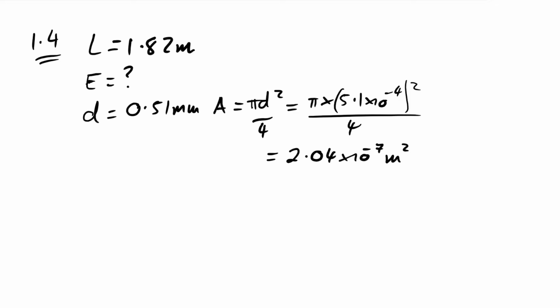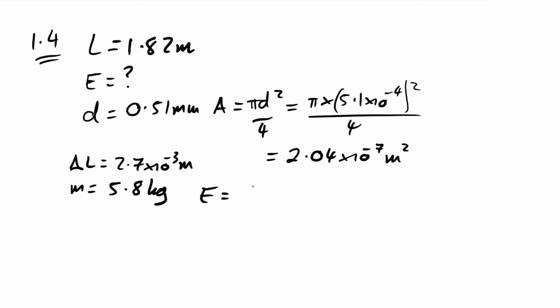And then what else do we know? We know the extension is 2.7 millimeters, so 2.7 times 10 to the minus 3 meters. And we know as well the mass was 5.8 kilograms. Okay, so what's our equation for Young modulus? That's equal to FL over A delta L. We're not going with stress over strain here. We might as well go for the full shebang. But we don't have a force, we have a mass. So therefore the force is going to be equal to the weight. That's mg times L divided by A delta L.